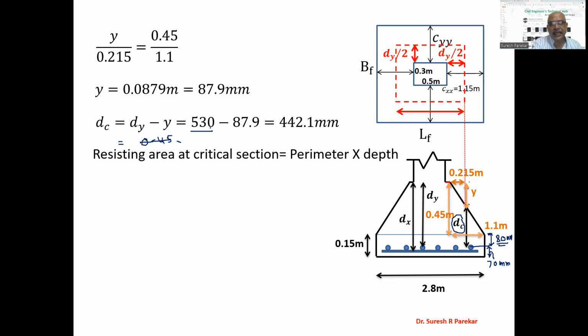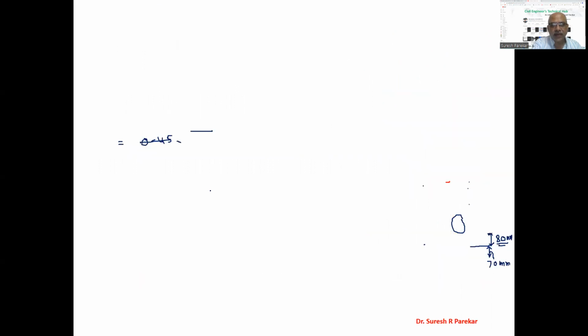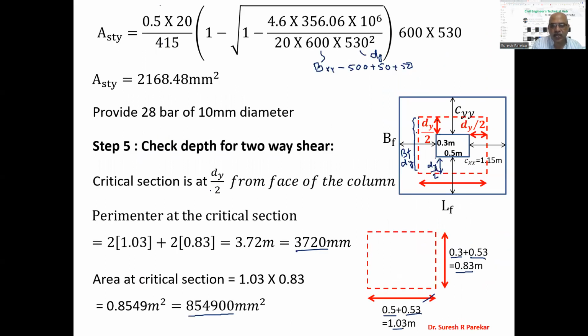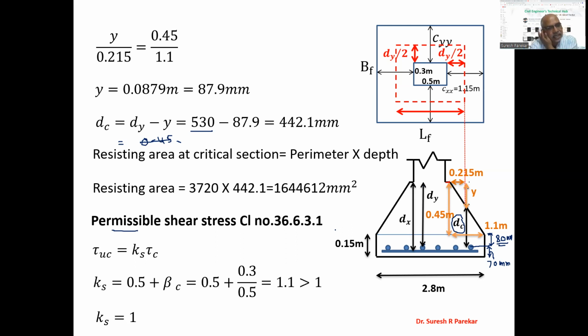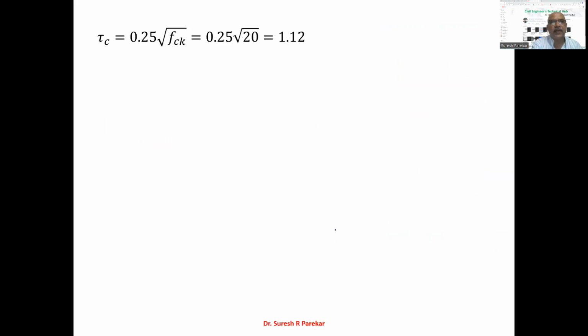And then resisting area at critical section. Now we know perimeter we have calculated, depth we got from here. So multiplication of this perimeter, in the last step if we see, we have this perimeter value. We have calculated over here, perimeter 3720, underlined over here. And depth we have calculated just now. Knowing this, we are in a position to calculate resisting area. Now knowing resisting area, we can find shear strength, for which we require permissible shear stress, given in clause number 36.6.3.1 in IS code, where we have Ks tau c. Now you know this, I will not go into detail, and from this I will get the value of tau c.